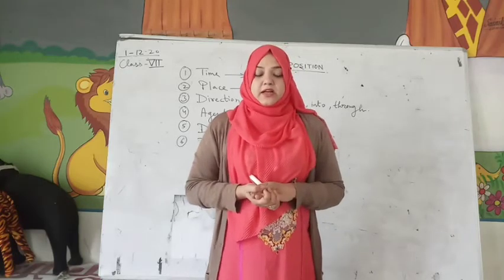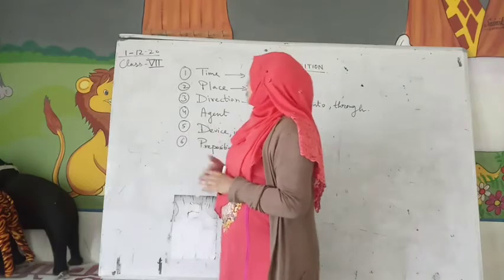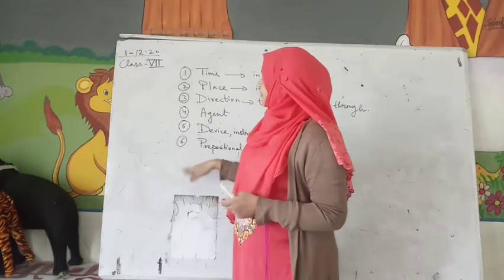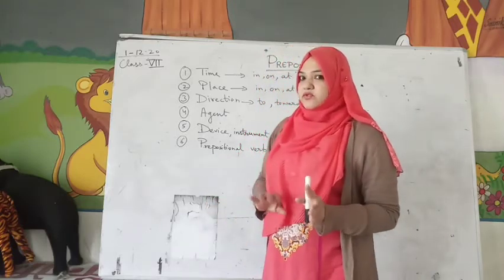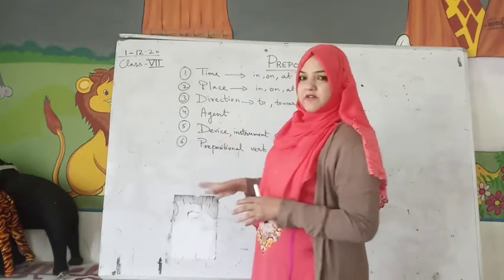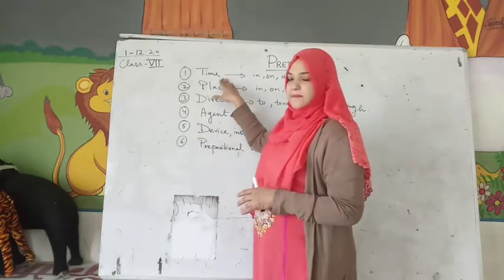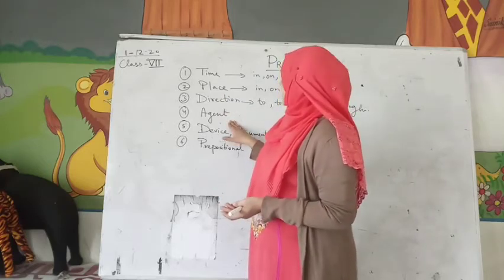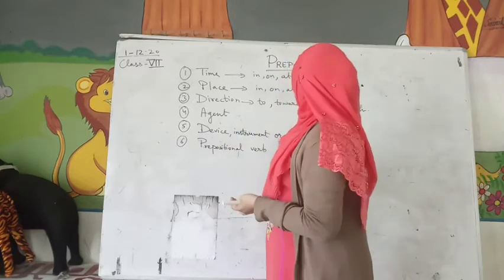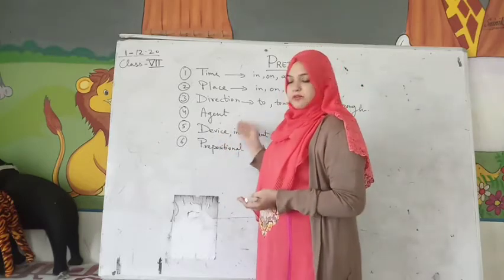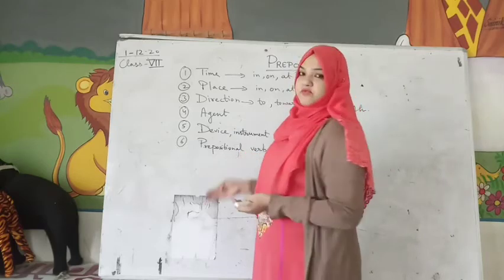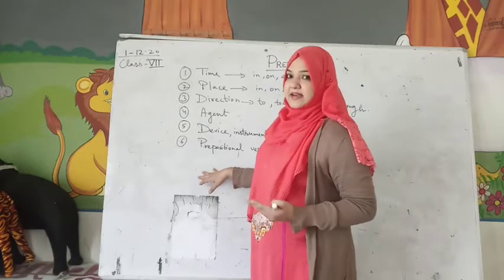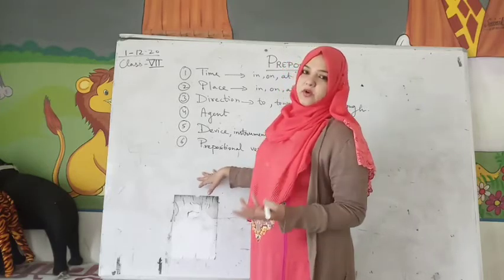Okay, so first of all, we will learn prepositions are divided into 6 groups here. Okay, the 6 kinds of prepositions. So I'll just take 3 at a time, so it's easy, they're not very difficult. The first one is preposition of time, preposition of place, preposition of direction, preposition of agent, preposition of device, instrument, or machine, and prepositional verb. Now, according to the name, you can understand what kind of preposition is required.